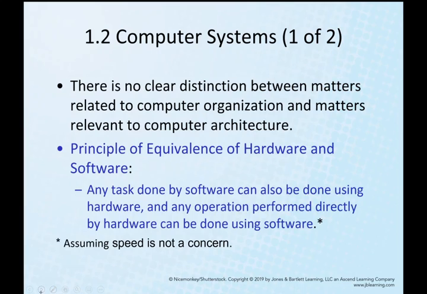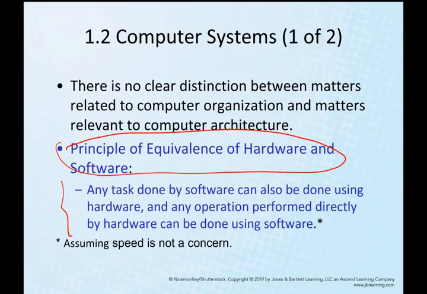There is one important definition in computer systems, and it is the principle of equivalence of hardware and software. What does it say? Anything done by hardware can be done by software, and anything done by software can be done by hardware. Any task done by software can also be done using hardware, and any operation performed directly by hardware can be done using software.